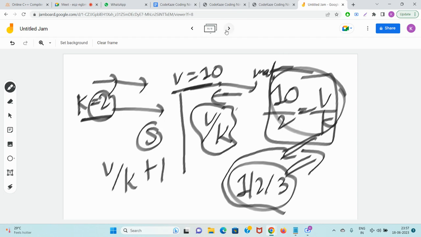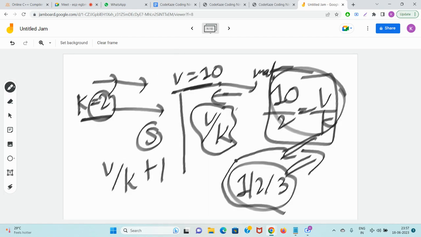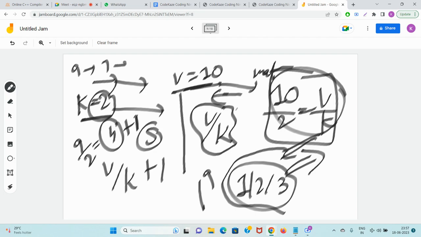Because if the strength was 9, then you would need 9 by 2, which is 4. So 4 is not enough. 4 plus 1 you will have to do, because 9 becomes 7, then 7 minus 2 is 5, then 3, then 1. So 1, 2, 3, 4 steps are done, but still you will have to decrease this 1 to minus 1 till the monster gets killed. If it's perfectly divisible, then V by K. If not perfectly divisible, then V by K plus 1.